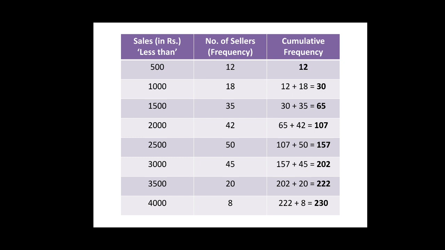Look at the table carefully. Here we see that the cumulative frequency of the last class, which is 230, is equal to the total frequency, which is also 230. It means that there are 230 sellers whose daily sales are less than rupees 4000.